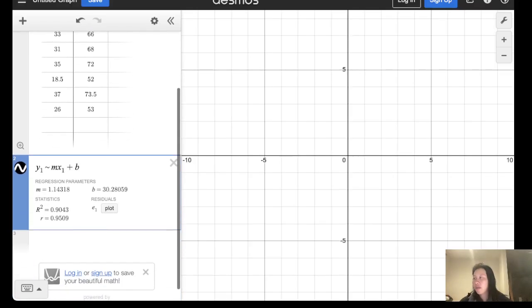Okay, so here, the regression gives you the parameters. In our case, m, the slope, is equal to 1.1438. b, the y-intercept, is equal to 13.2859. And the r value is equal to 0.95. The r squared is the r and then squared.